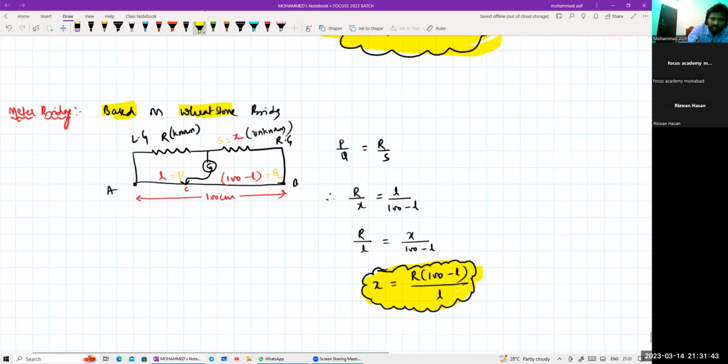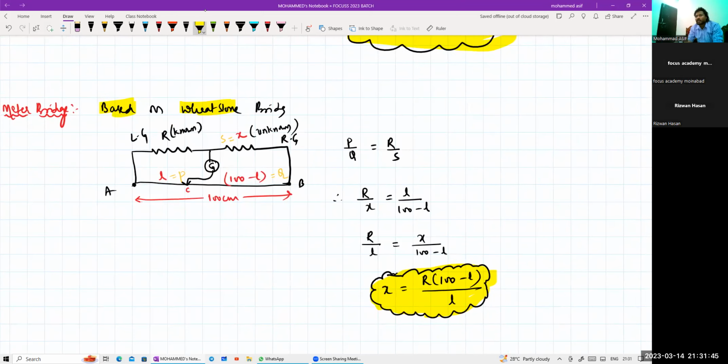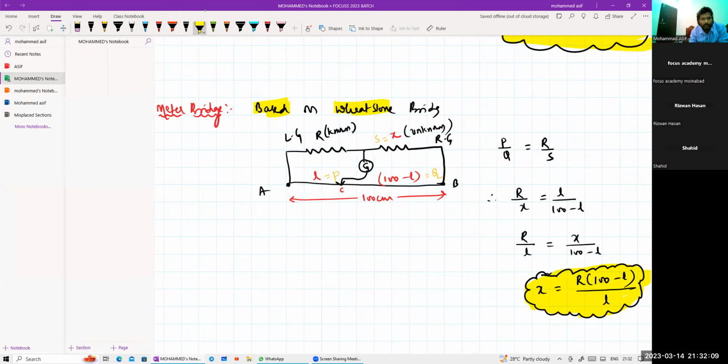The meter bridge is again based on the Wheatstone bridge. What is its formula? Unknown resistance is equal to the known resistance in the left gap into 100 minus L divided by L. The known resistance is always connected in the left gap and the unknown resistance is always connected in the right gap. This one is the left gap, this one is the right. Clear, beta? Yes, sir. Sure.